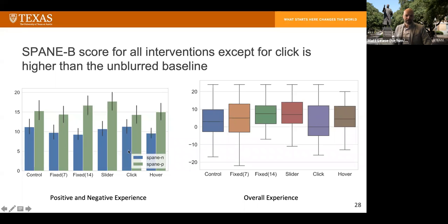So more measurements, positive and negative experience. We have the positive experience here in green and the negative experience in blue. So you want more of the positive, less of the negative. The control here is on the far left. And long and short, you don't see too great of differences. We see the slider, for instance, is slightly better, and the click and the hover are in the same ballpark, let's say, as the control here.